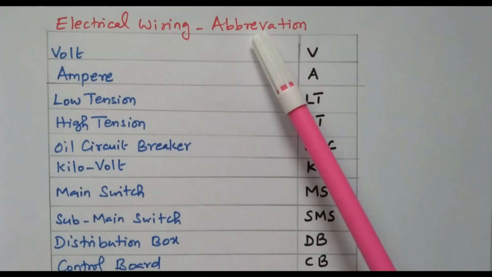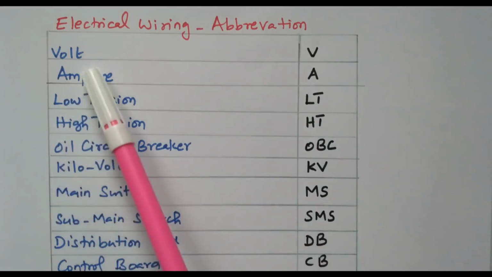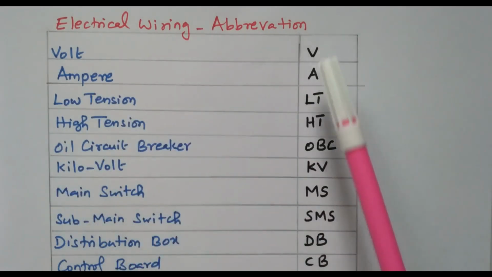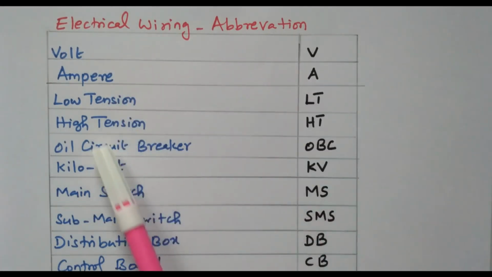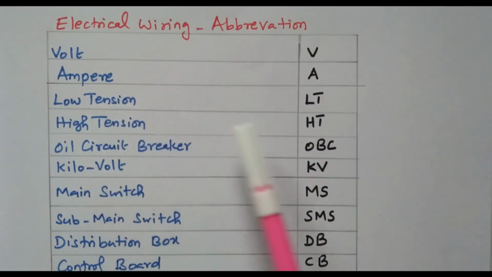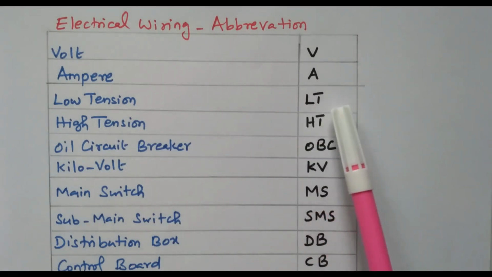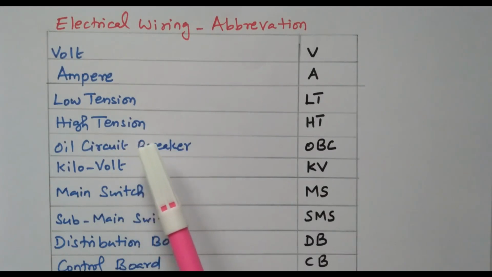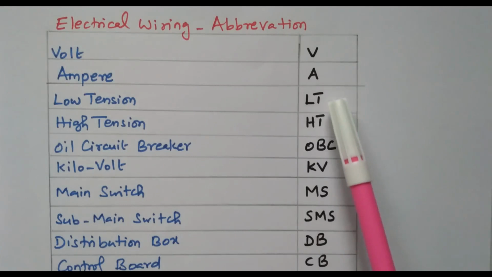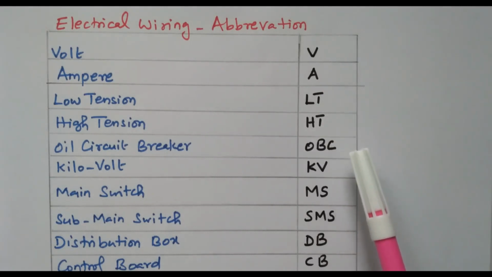Now we'll go to the abbreviations. The voltage is abbreviated by V. The ampere current is given as A. The low tension line means LT. Low tension line means 230 volt supply. The high tension line, 11 kV, 110 kV, 33 kV, is given by HT. So LT refers to the low tension line, HT refers to the high tension line.